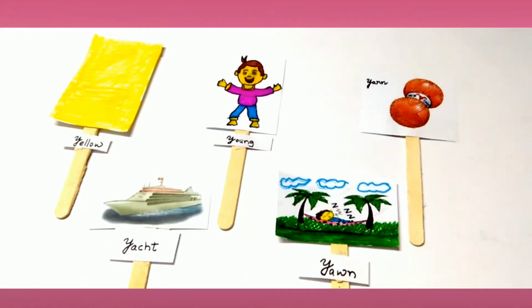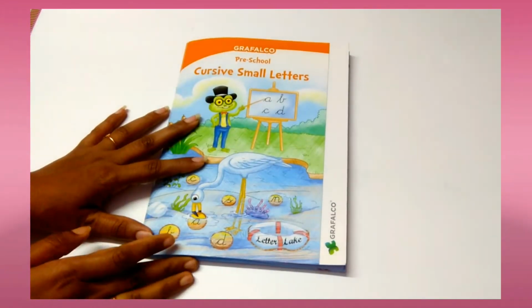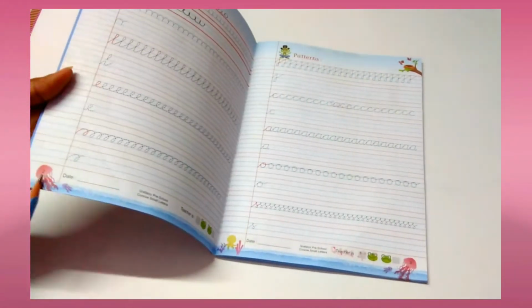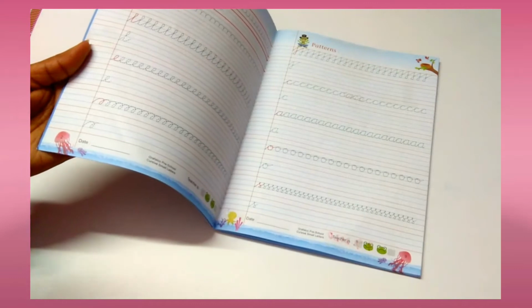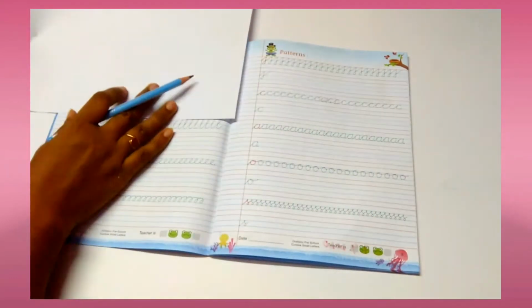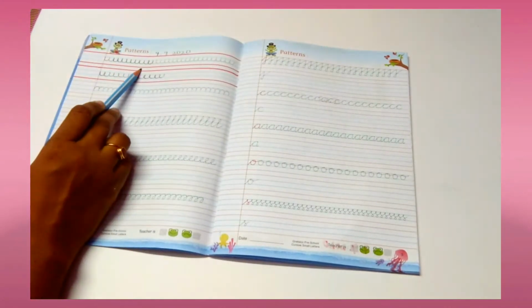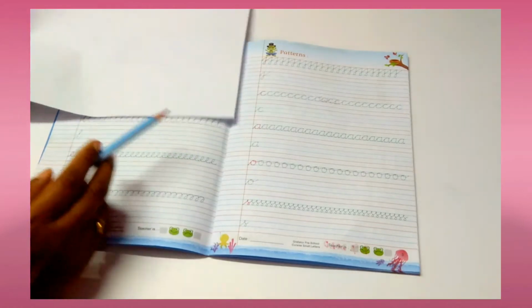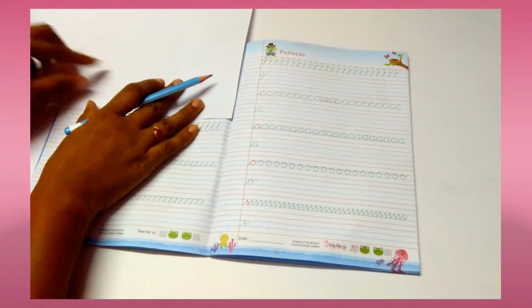Okay children? Children, now open your cursive small letters workbook and open page number 2. Page number 2, and we will do these patterns today. Okay children? This we have already done. This we have not done. Second pattern we have not done. Now today we are going to do the third pattern.